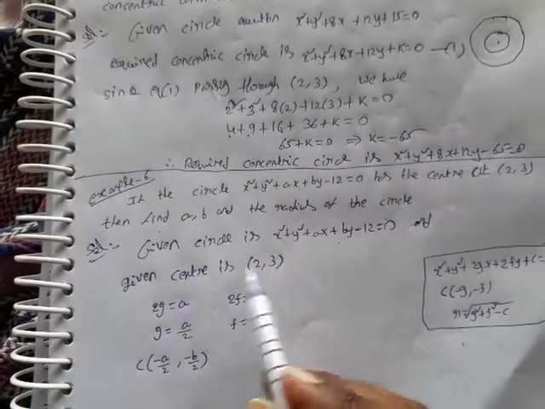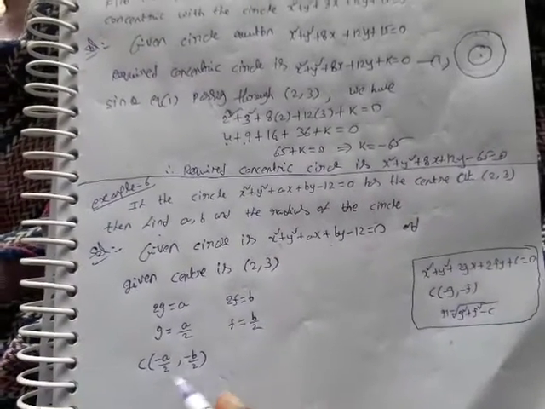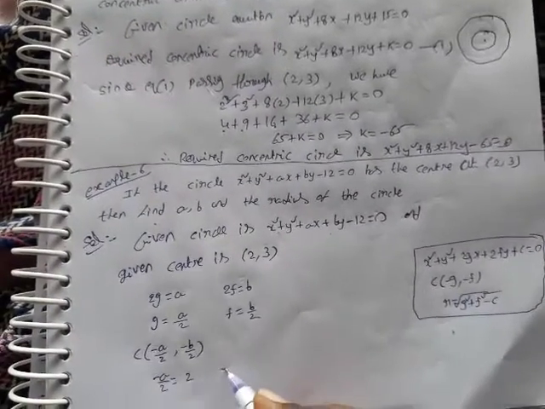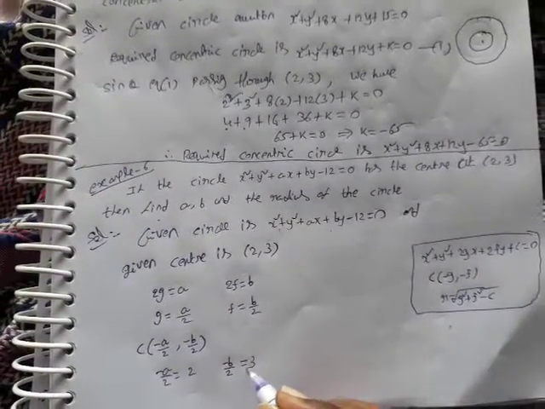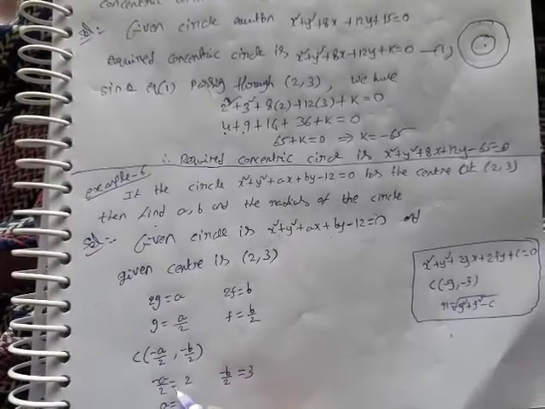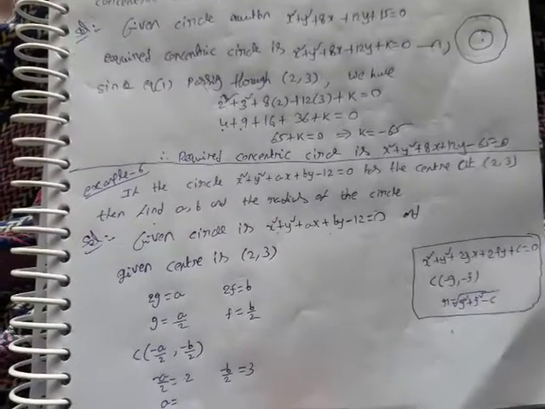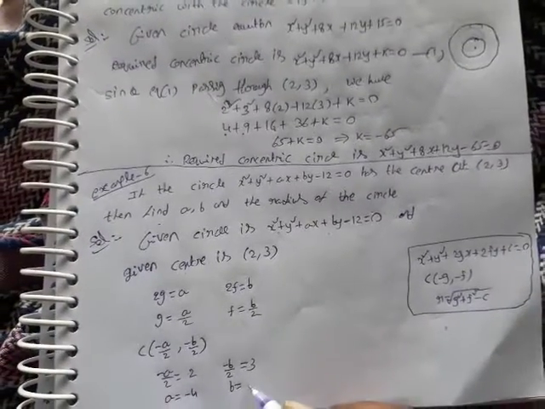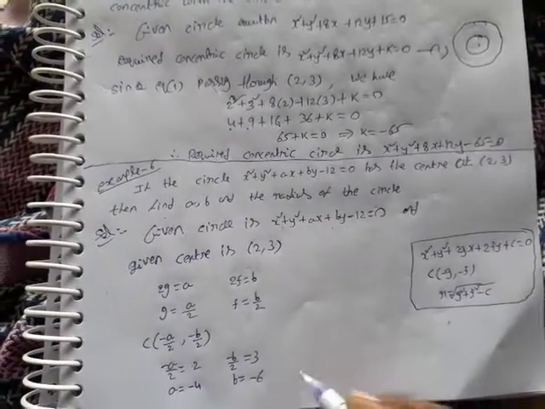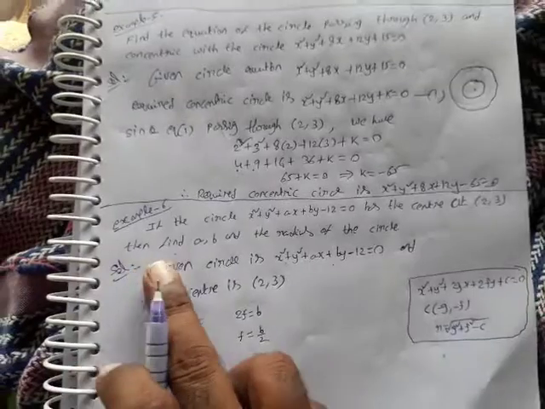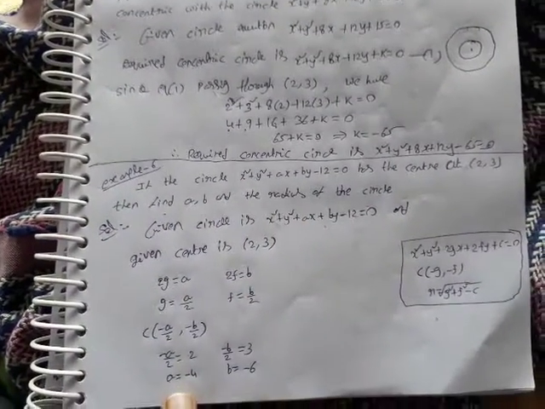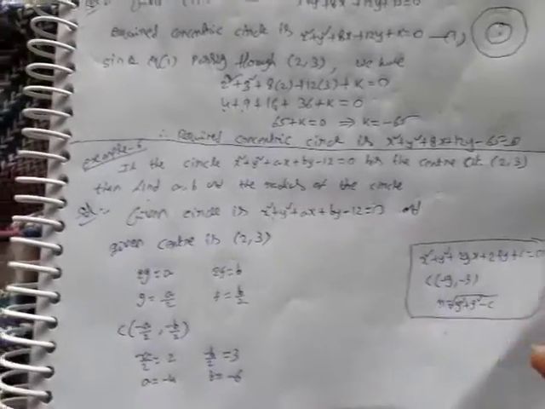But the given center is 2 comma 3. So equating, minus a by 2 is equal to 2, minus b by 2 is equal to 3. Then minus a is equal to 4, so a is equal to minus 4. Minus b is equal to 6, then b equal to minus 6. They want to find a comma b and radius. So a value is minus 4 and b value is minus 6.